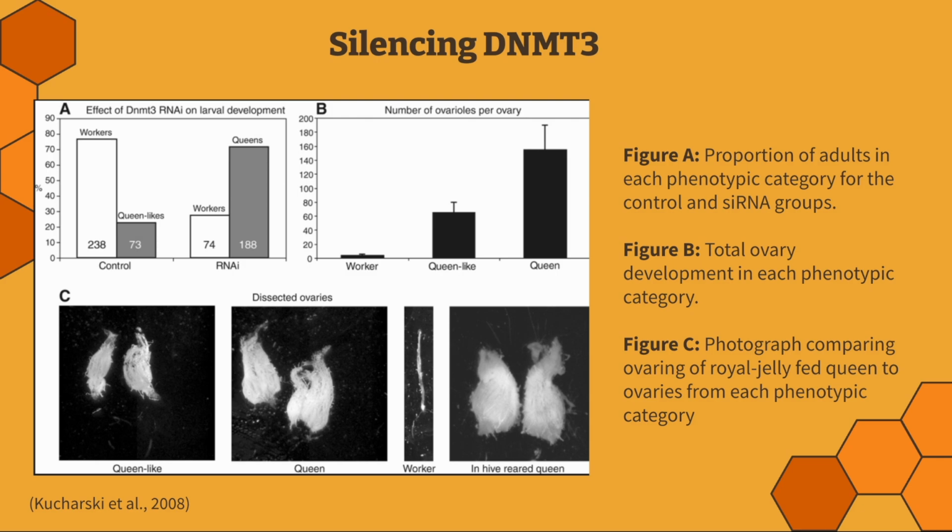This difference is highlighted in Figure B, which illustrates that queen-like larvae from the control group had greatly underdeveloped ovaries compared to the DNMT3 inhibited queens, who had a far greater amount of ovarioles per ovary. In Figure C, the ovaries in the siRNA-induced queens are almost identical to those of natural queens reared on royal jelly. From this, Kucharski and colleagues' work supports that DNMT3 silencing in larvae mimics the effects of royal jelly during larval development and as an adult through the high expression of queen morphology.